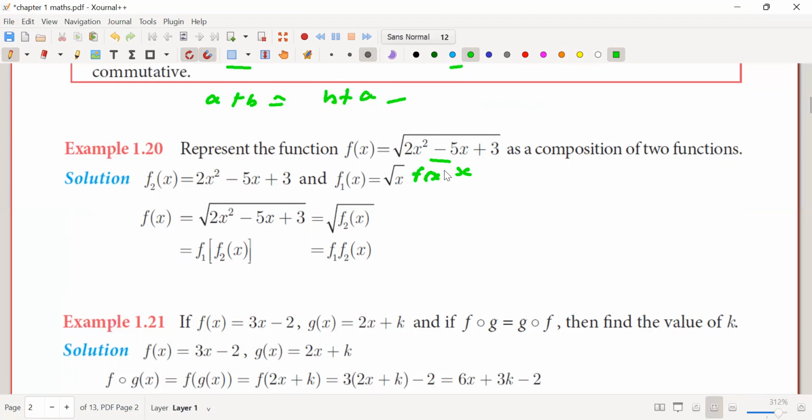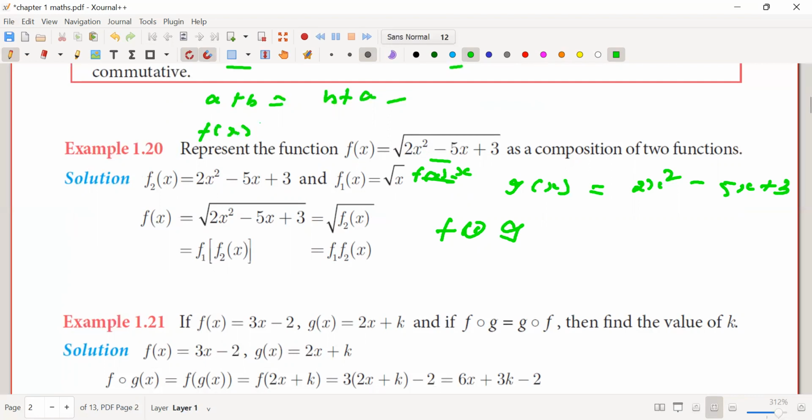That is f of x equal to x. And I can take, they have taken this as f of x, given as f of x. So I can take g of x equal to 2x squared minus 5x plus 3. So this would be f of g. F of g would be root x. All right. So when we apply f equal to here, what happens?